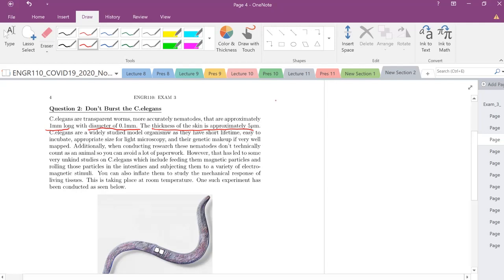So we know that our radius is equal to 0.05 times 10 to the minus 3 meters. Our thickness, t, is equal to 5 times 10 to the minus 6 meters. There's lots of words in here.